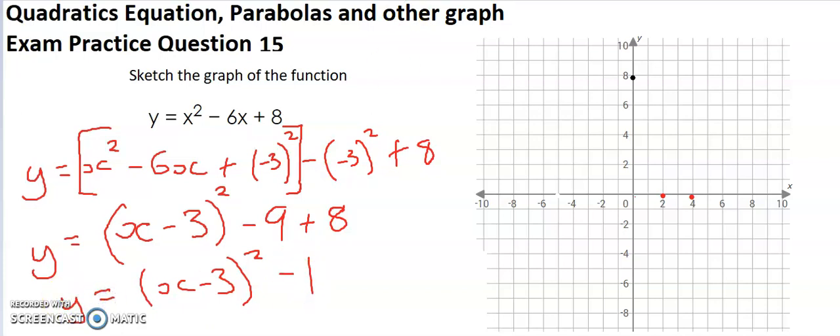So that also now tells me my turning point. My turning point x must be 3 for my (x - 3) to be 0. So x must be 3, which is in the middle of these two intercepts. And y is -1. And now that gives me my turning point form. So we've got our x-intercepts, turning point, and also our y-intercept, and now I'm able to draw my graph.